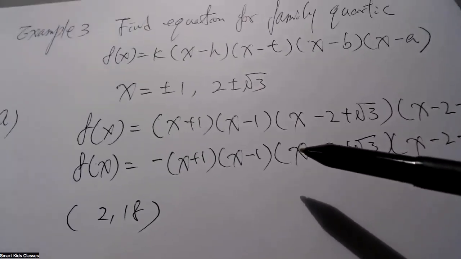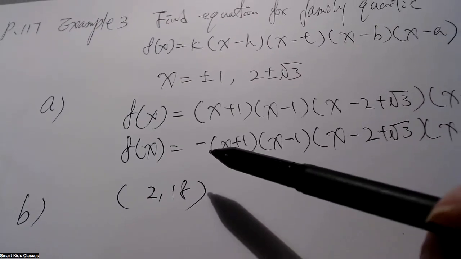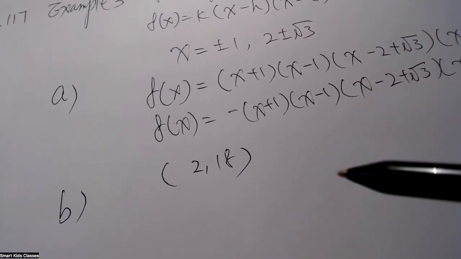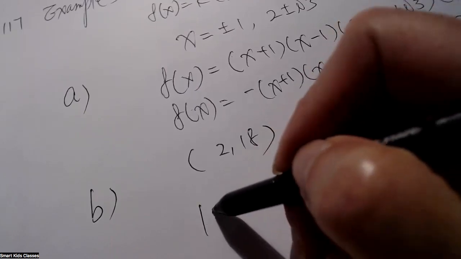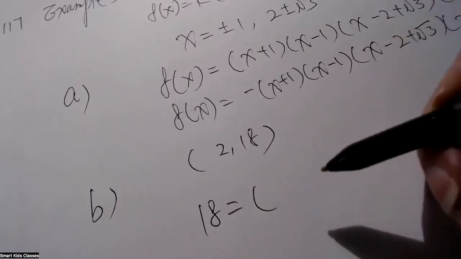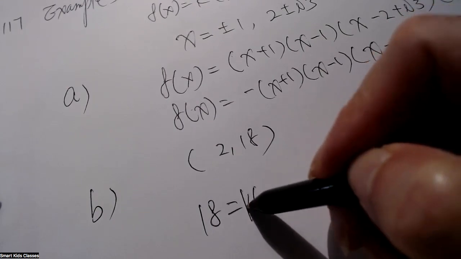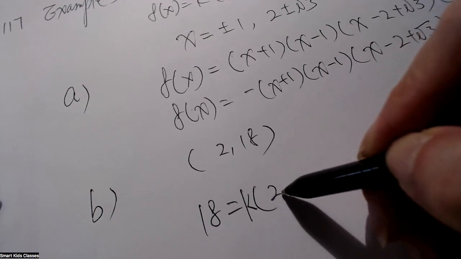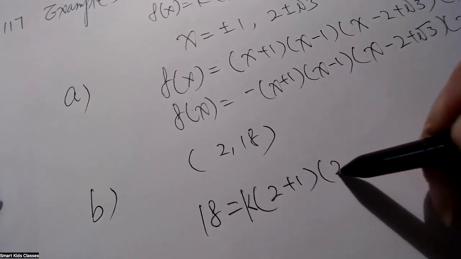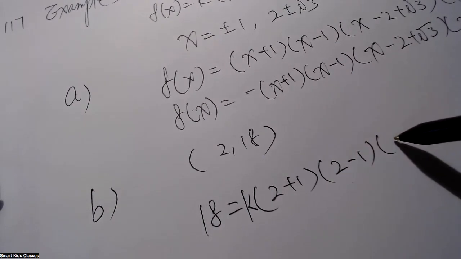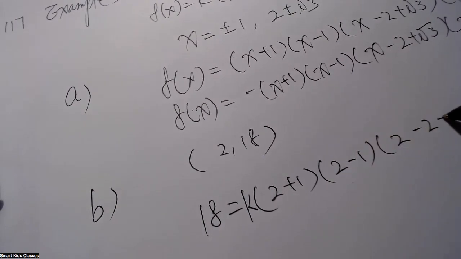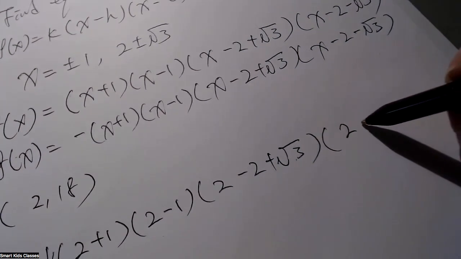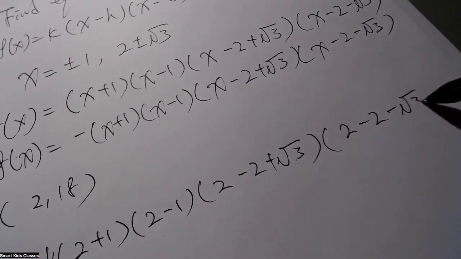Now, part B of the example gives a point and asks you to determine k. Now we're going to plug in. When y equals 18, 18 is equal to k. So we write k in front. When x is 2, it will be (2 + 1) times (2 - 1) times (2 - 2 + root 3) and then times (2 - 2 - root 3).